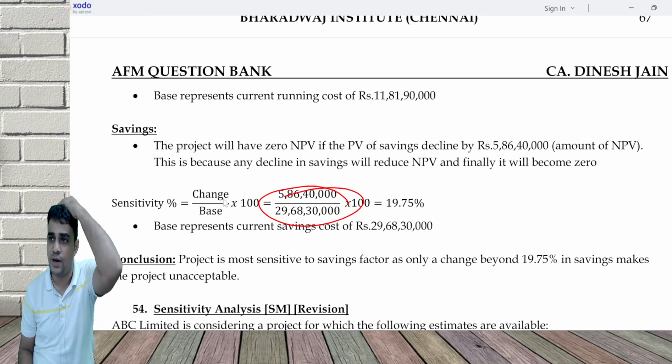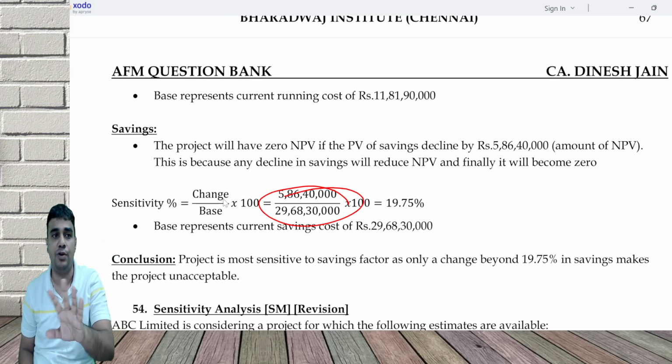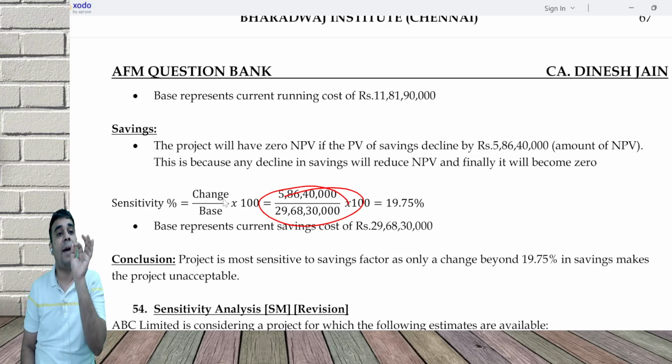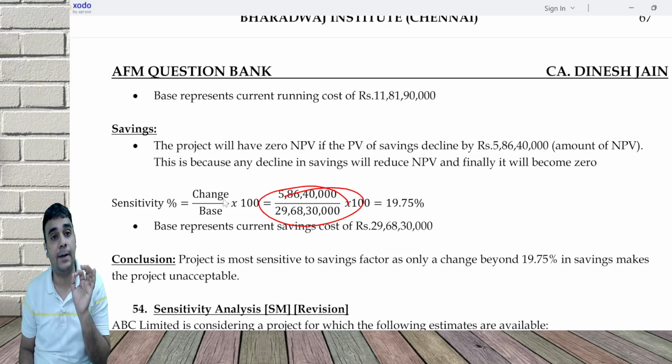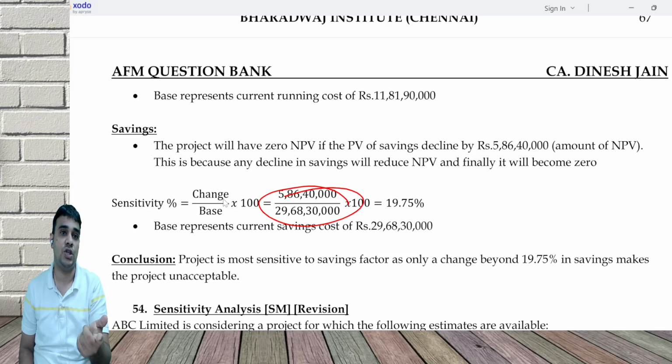I think I've taken a wrong PVF in the printed solution. Let's not worry about this. Maximum sensitivity is to which parameter here? Savings. Clear? Able to understand this? Same question, if they tell 10% change, then you do the normal NPV once, then give the effective 10% change and recalculate. So depending on the requirement of the question, we will have to do it.